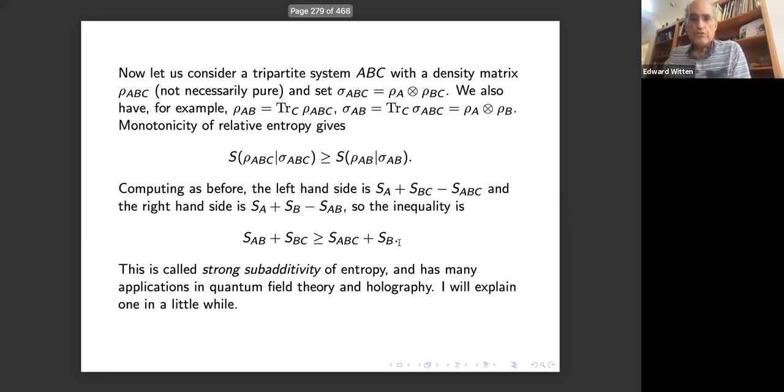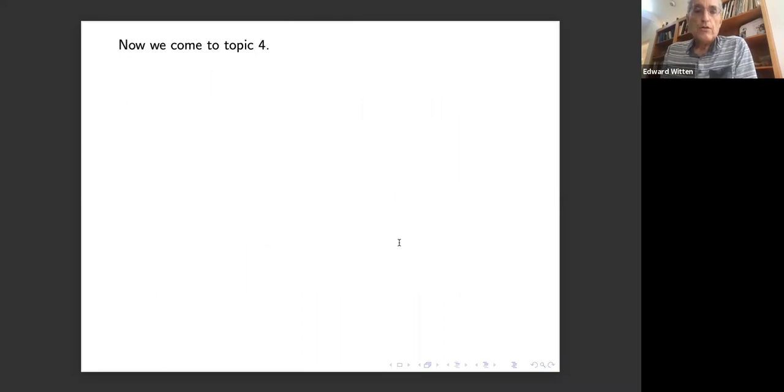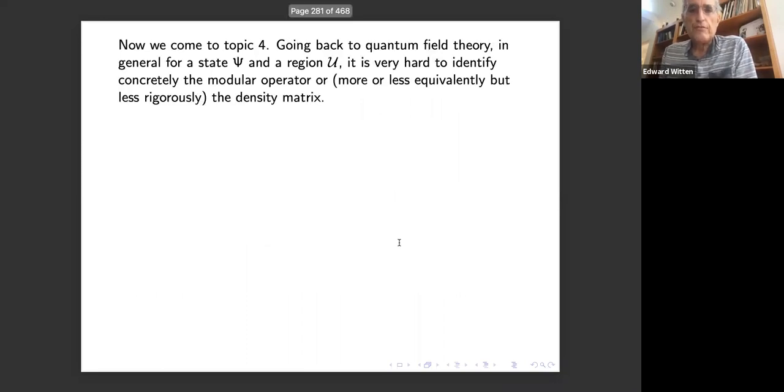So in these lectures, I'm going to tell you about two applications. One will be to the C theorem, and the other will be to the generalized second law of thermodynamics. The first one will be today, but we won't get to the generalized second law until Thursday. So now we come to topic 4 on the list I had at the beginning yesterday.